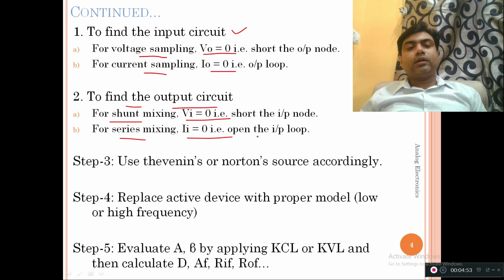If you remember, when we mix the feedback element with the source voltage in the shunt form, in which form is it done? It is done in the current form. Current is going to be mixed with the source, so I cannot turn off the current, so Vi is going to be 0.